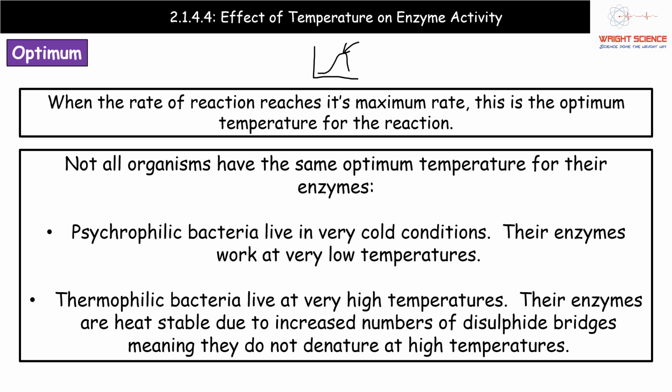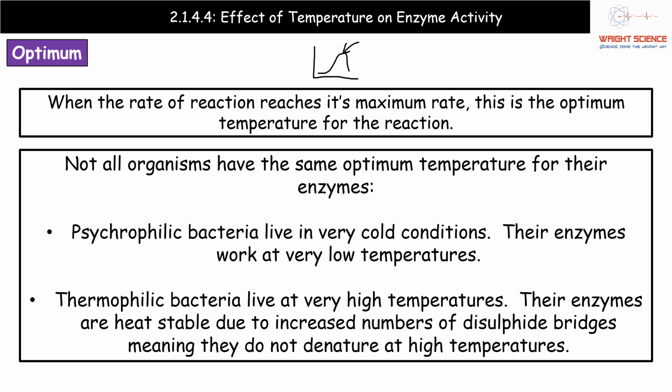It is worth remembering at this point that not all organisms will have the same optimum temperature for their enzymes, for the simple fact that not all organisms live in the same climates. We've got a couple of these extreme organisms, if you like. We have our psychrophilic bacteria, which are designed to live in really cold climates. It'd be pretty terrible if their enzyme optimum temperature was around 30 degrees, because it's not getting to 30 degrees anytime soon for these guys. Therefore, their enzymes have an optimum at a very low temperature. Basically, it suits the environment in which they live.